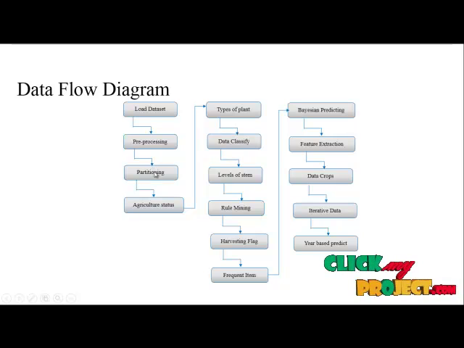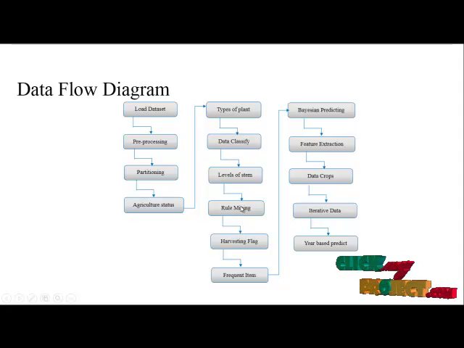After pre-processing, the data is going to be partitioned. The agriculture data is partitioned or clustered. After clustering, we find the status of agriculture disease or plant diseases. Here some of the plant diseases will be predicted. After that, based on machine learning algorithms, the data is going to be classified, followed by rule mining predictions.